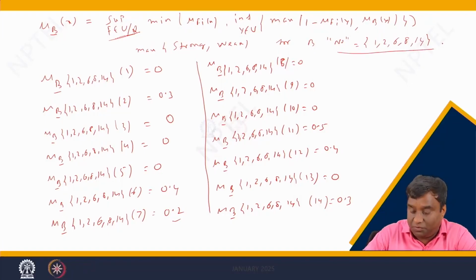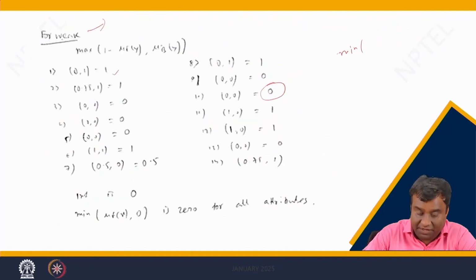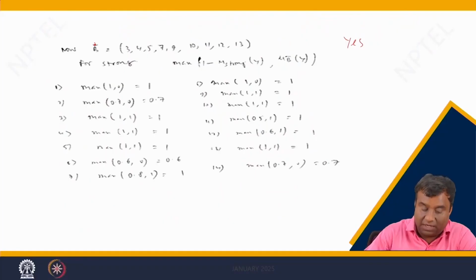The same thing we have to calculate for the yes, that is B. So that is 3, 4, 5, 7, 9, 10, 11, 12, 13. Similarly we calculate the value of maximum of 1 minus strong, then you know that the strong value is 0, so that is maximum of 1 and 0, 1, maximum of 0 and 0.7, 0.7, maximum of 1 and 1 is 1, maximum of 1 and 1.